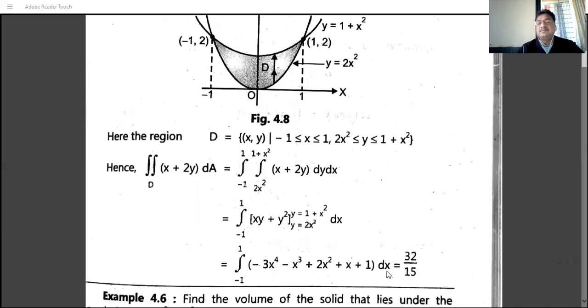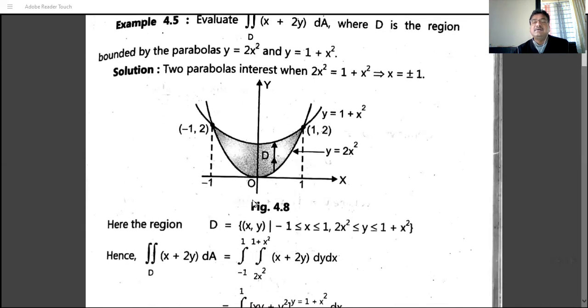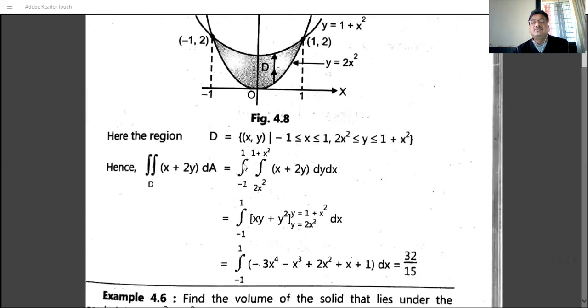The answer is different in sign. But if you have the negative sign at the last of the answer, then make it positive, because we are going to find the area, and therefore the area is always positive. So instead of this 2x square as the upper limit and 1 plus x square as the lower limit, we can write 1 plus x square as the upper limit and 2x square as the lower limit.